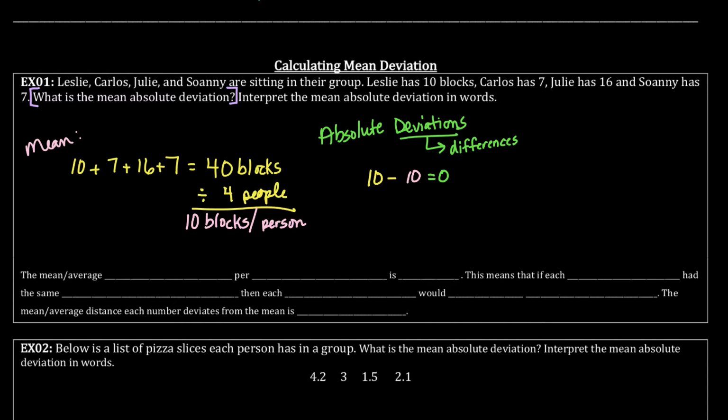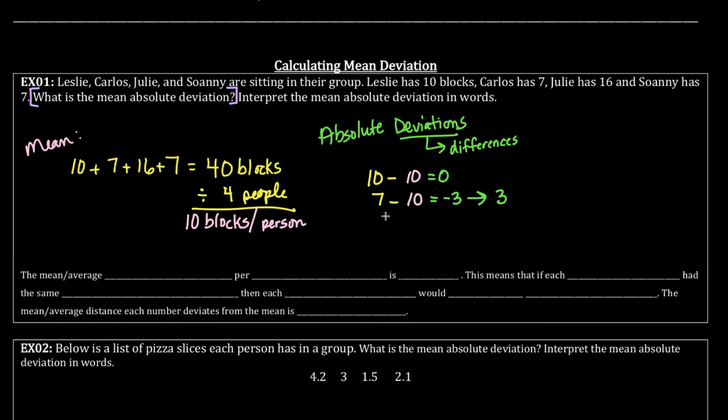So I'll take the next number, which is 7, and I will take away the mean. Again, I want to find the difference between the two numbers. And the difference between those two numbers, 7 minus 10, is -3. So the absolute difference would be +3.